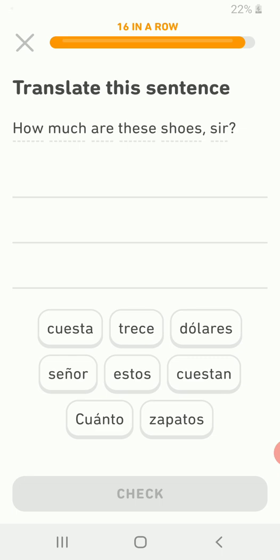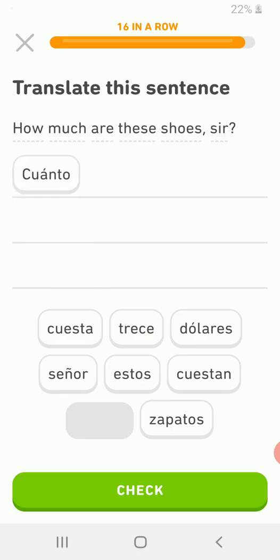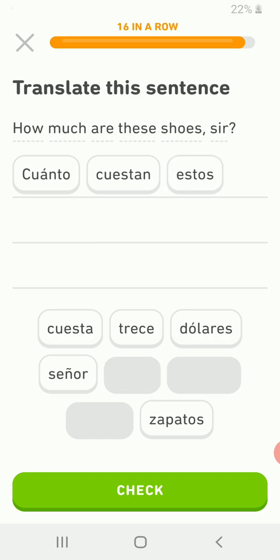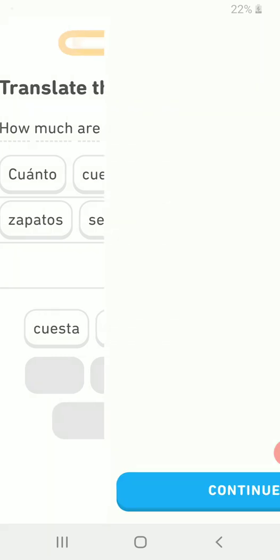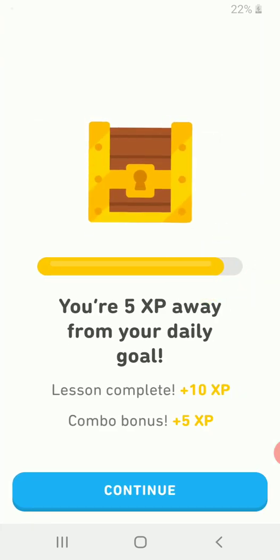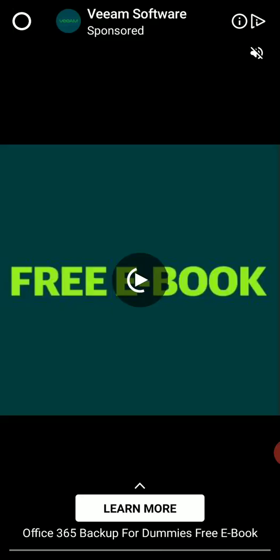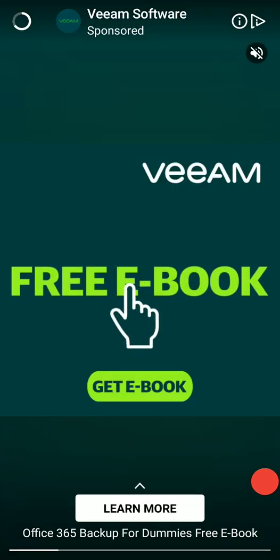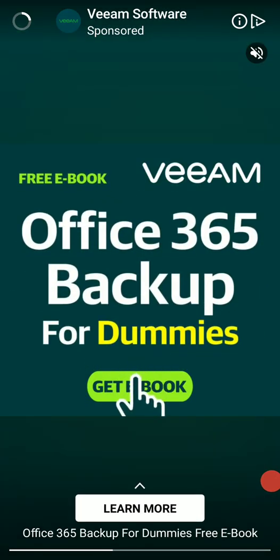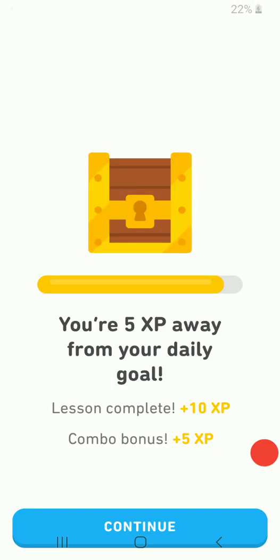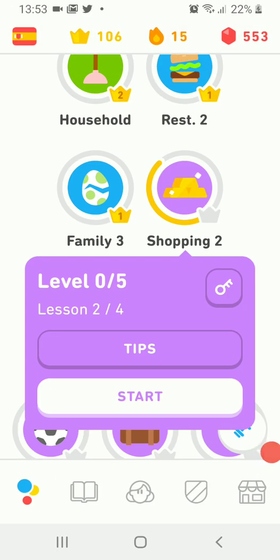So translate this sentence. How much are these shoes, sir? ¿Cuánto cuestan estos zapatos, señor? Because zapatos, cuestan. Here you go. I think I got another perfect for this lesson. Here is another ad because, of course, I don't have the purchase version. You know, I should buy it.